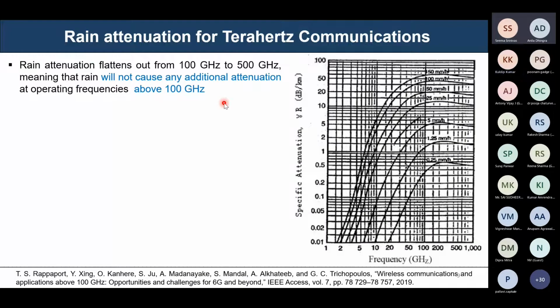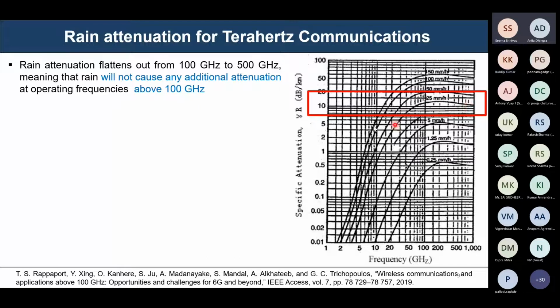Second major challenge is rain attenuation. When we move to the higher frequencies, the rain attenuation becomes higher. But one good news is that beyond 100 gigahertz, it doesn't increase that much. It will not cause any additional impact.